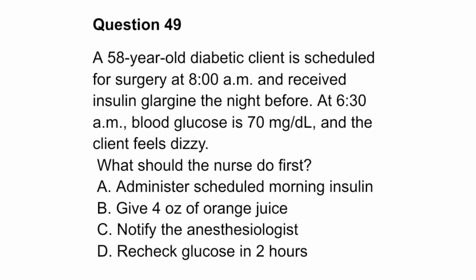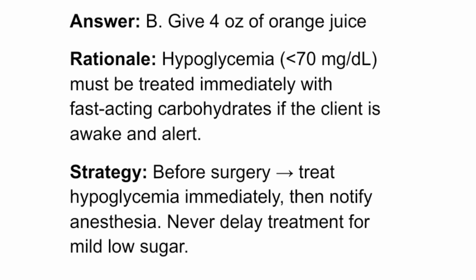Question 49. A 58-year-old diabetic client is scheduled for surgery at 8 a.m. and received insulin glargine the night before. At 6:30 a.m., blood glucose is 70 mg per deciliter, and the client feels dizzy. What should the nurse do first? A. Administer scheduled morning insulin. B. Give 4 ounces of orange juice. C. Notify the anesthesiologist. D. Recheck glucose in 2 hours. Answer: B. Give 4 ounces of orange juice.